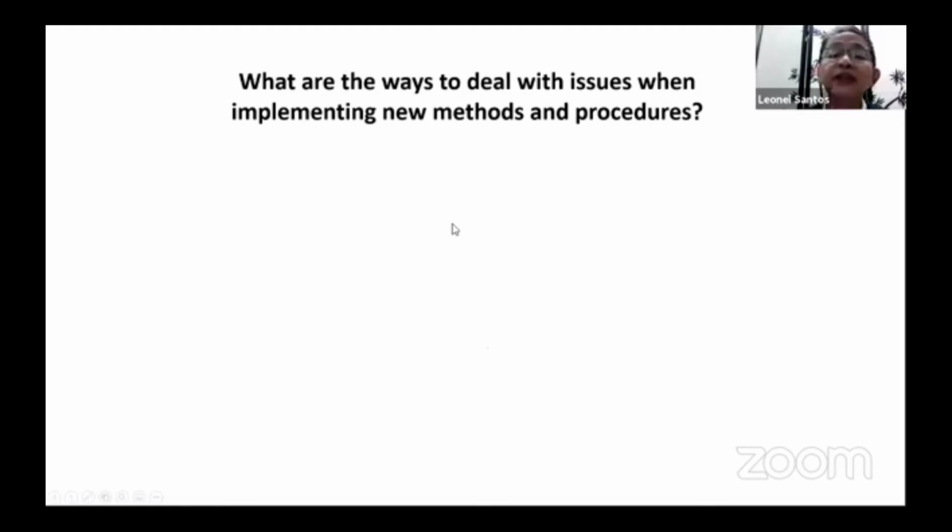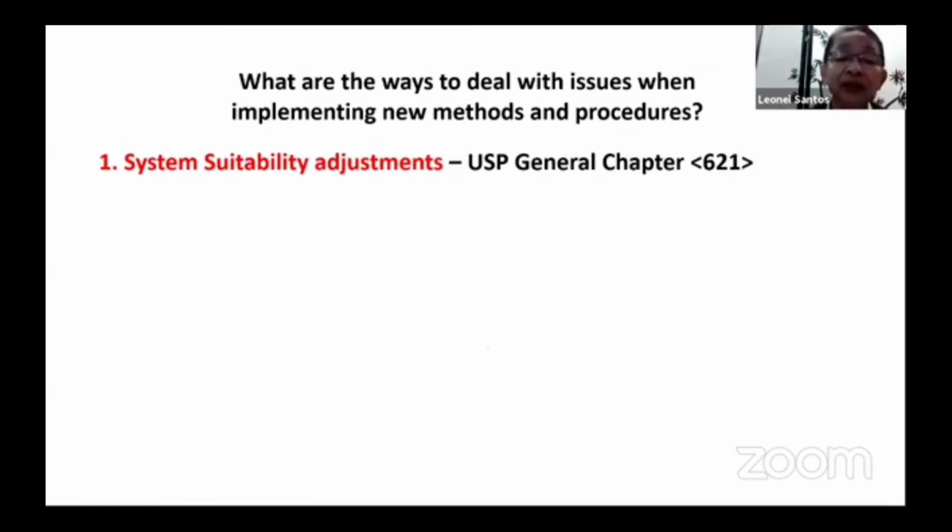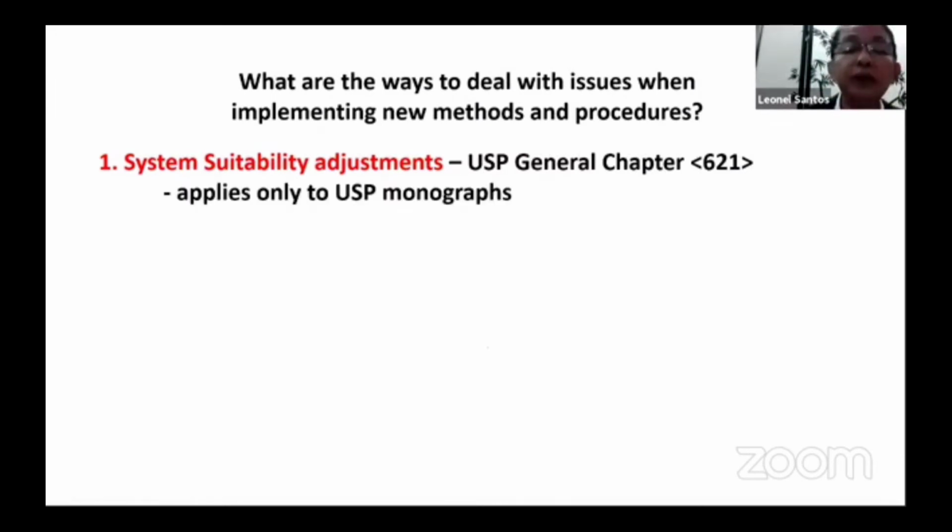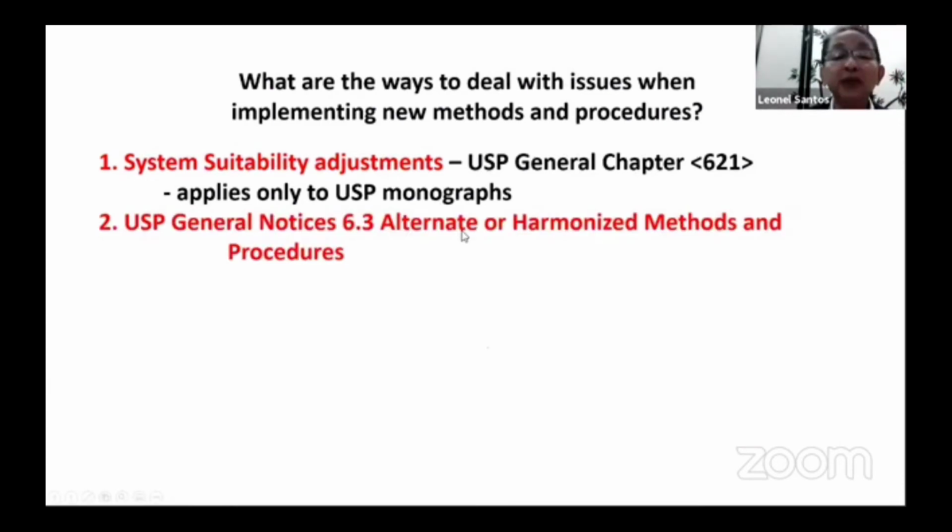So what are the ways to deal with issues when implementing a new method or procedure? When I was working as a scientist at United States Pharmacopoeia, I got some calls from the industry in the Philippines asking questions about difficulties they had. Just to clarify, if you are having difficulty and you're using HPLC and a USP monograph, you can use what is called the USP General Chapter 621.